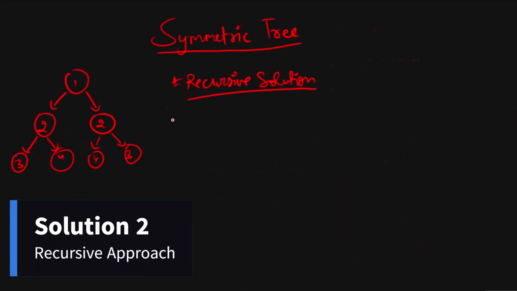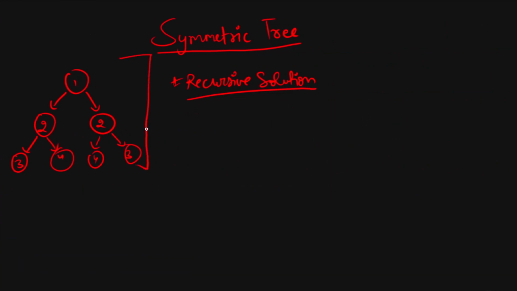For understanding the recursive solution of symmetric tree, I would recommend you to first watch our video of same tree. So what is the same tree? In same tree we are given two binary trees, and we have to check whether they are the same or not. So the same concept I am using here: first of all I will check this first node, is it null or not. If it is null, then I will return true.